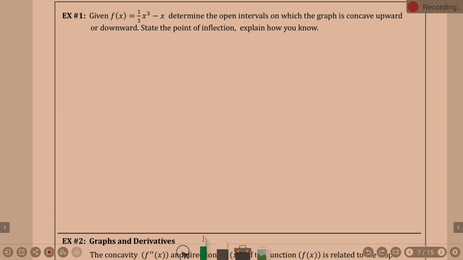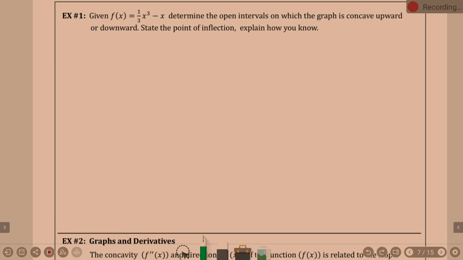Given f of x is 1/3 x cubed minus x, they ask us to determine the open intervals on which the graph is concave up or down, and state the point of inflection and explain how you know. Okay, so several things that they ask us to talk about. First of all, anytime I see concavity and point of inflection, I'm going to go for second derivative. I know I'm going to have to talk about second derivative there.